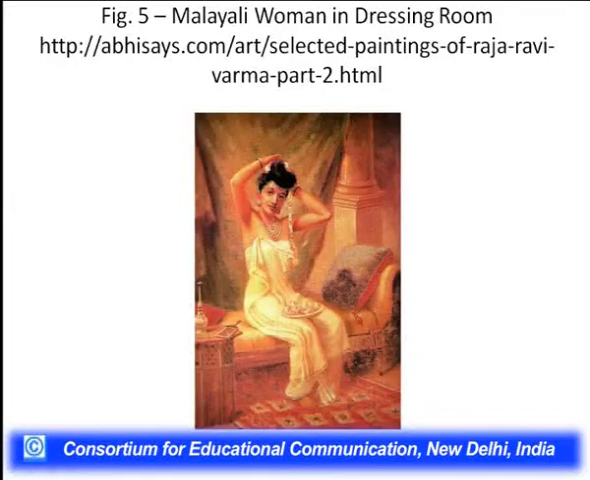Here, on the slide, you can see the painting of a Malayali woman in a dressing room, and the kind of sari that she is wearing was typically worn in that part of the country at that time. So, therefore, it was very important to paint according to the cultural demands of the time and space. So, this was again a very practical approach that was adopted by Ravi Verma.